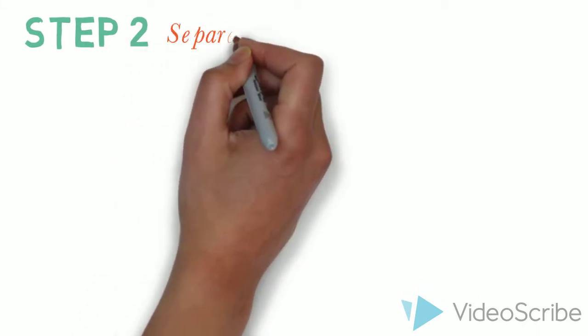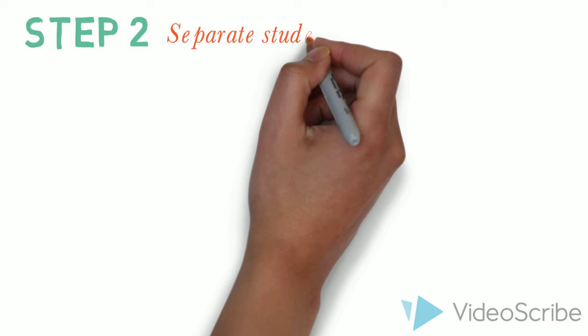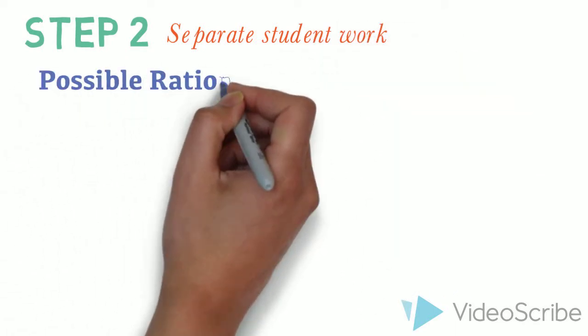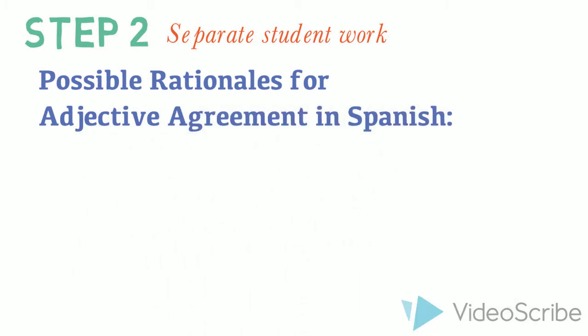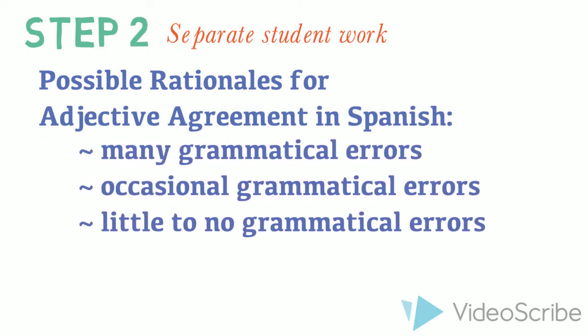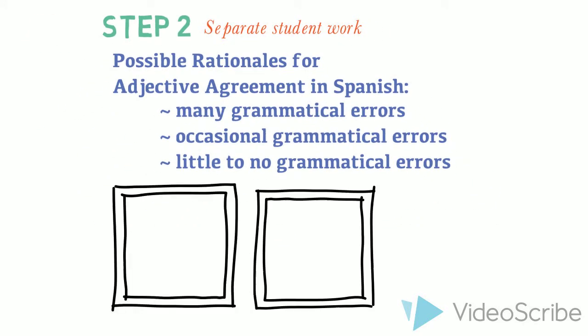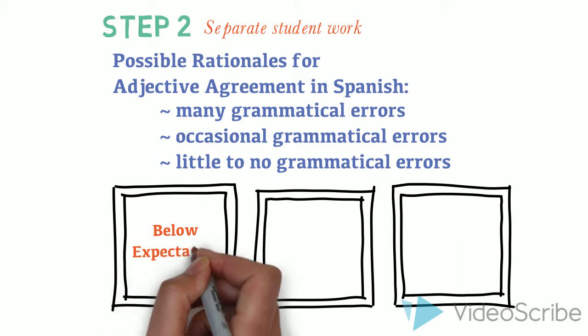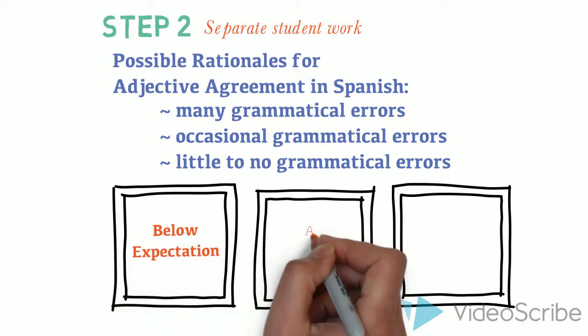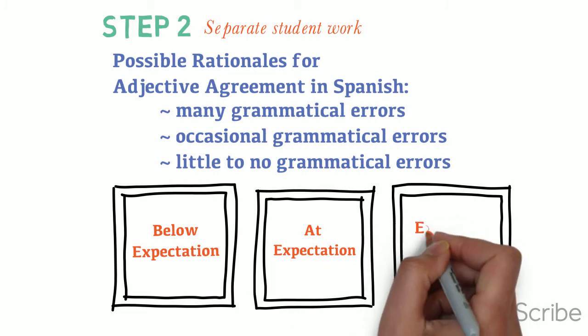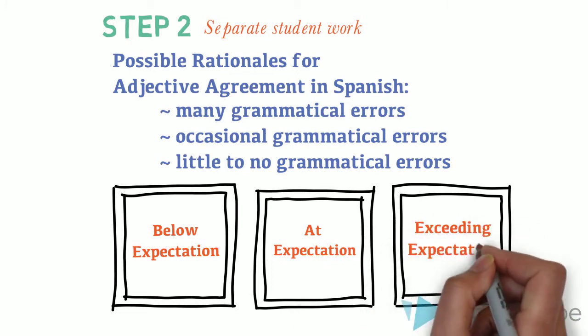The next step is to separate the student work. Student work can be separated based on a variety of rationales that correspond with what students are currently working on. I am a Spanish teacher, and my students have struggled with adjective agreement. I separated my student work based on mastery of this skill and put my students into one of 3 categories: below expectation, at expectation, and exceeding expectation, which I will also refer to as Tier 1, Tier 2, and Tier 3.